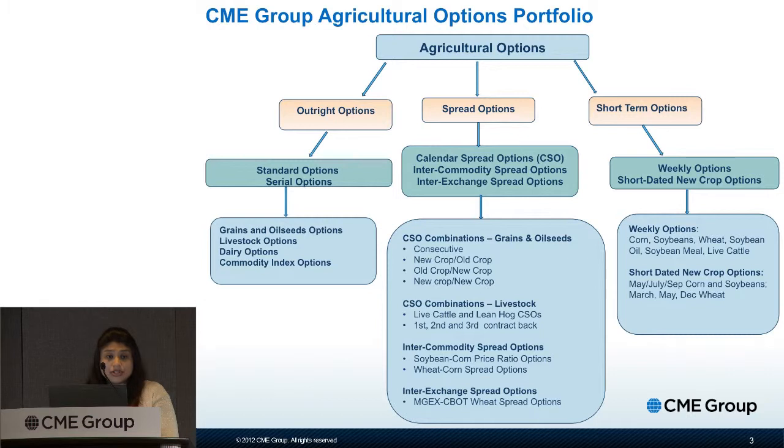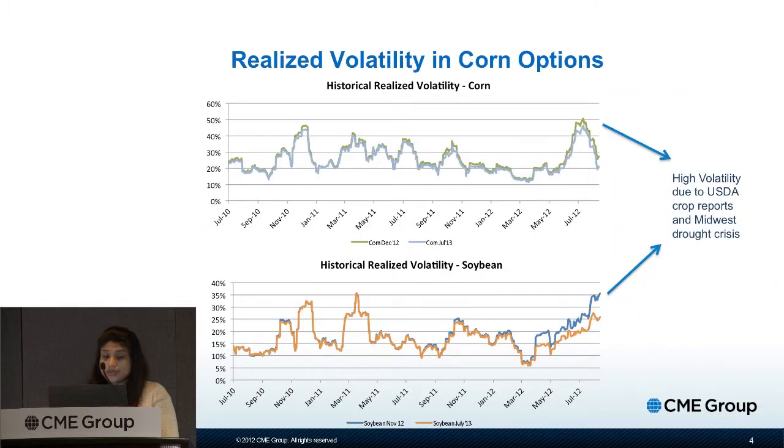And weekly options got launched around this time last year. And short-dated new crop options got launched just this year in mid-June. So with that chart, I'll go on to show you some stats here. This shows the realized volatility in corn and soybean, and you'll see that it peaked sometime around June and July and August. Any guesses why?